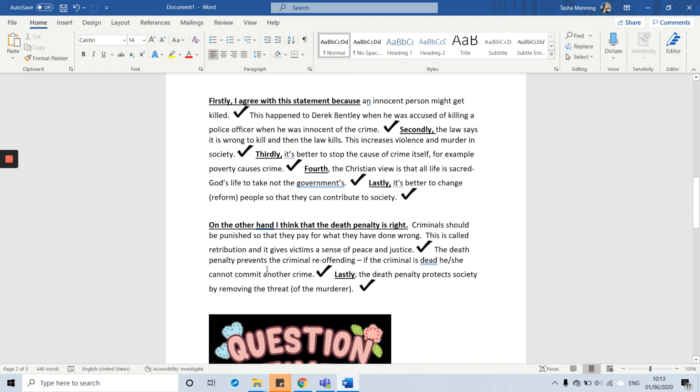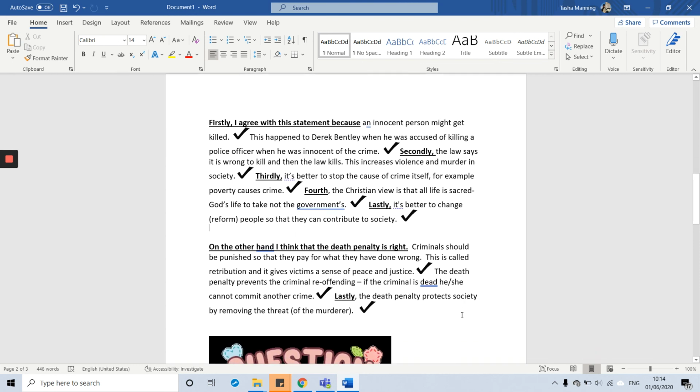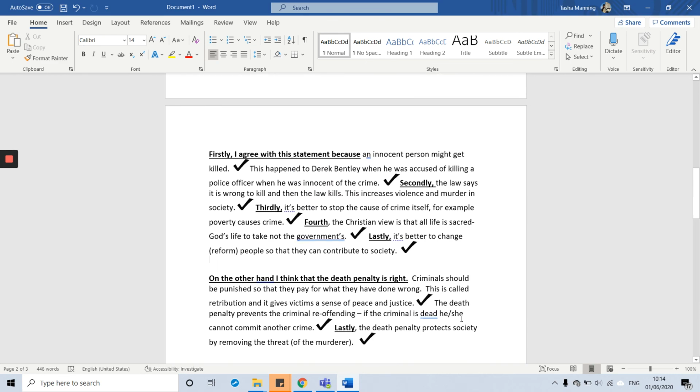The death penalty prevents the criminal reoffending. If the criminal is dead, then he or she cannot commit another crime. Mark there. And lastly, the death penalty protects society by removing the threat of the murderer. And mark there. So for this answer, we've got 1, 2, 3, 4, 5, 6, 7, 8, 9. That's 9 marks out of 8. So that's more than full marks. Definitely A plus, because it's full marks.